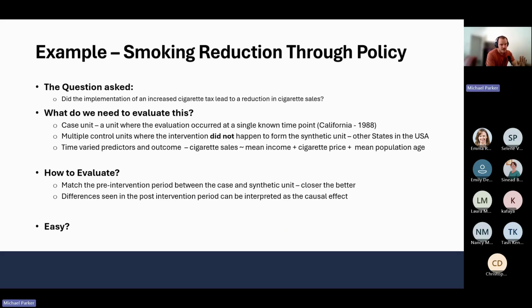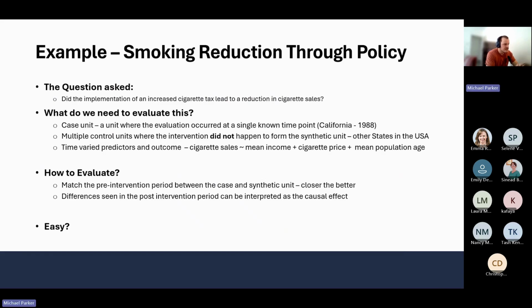So we'll talk about the example of smoking reduction through policy, which is the graph we saw at the start. And we'll ask the question, does the implementation of an increased cigarette tax lead to a reduction in cigarette sales? We need to establish all the different pieces of information we need to be able to evaluate this. So we need a case unit. This occurred in California in 1988, according to this data. And we need multiple control units where the intervention did not happen. So we have other US states for that.